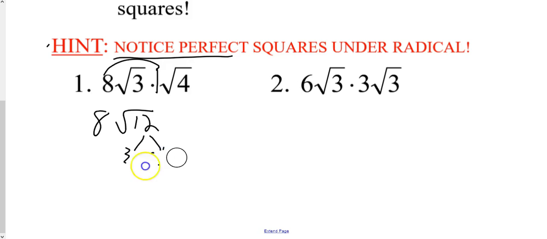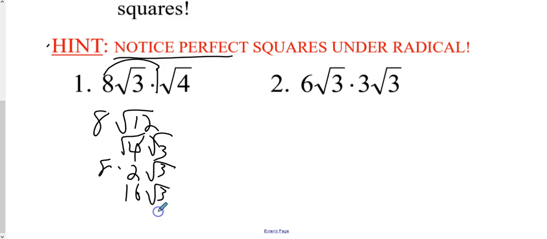Sorry, I always put my radical ones first. And then that's going to be 8 times 2 times radical 3, so 16 radical 3. But notice, we could have just made this into a 2 and simplified right off the bat, and then done 8 times 2 and been done. So if you see those shortcuts, take them.